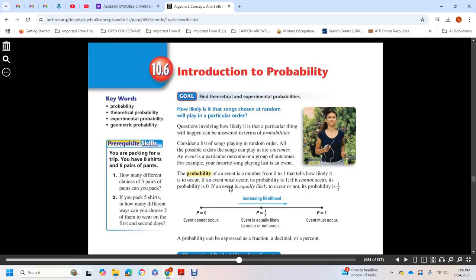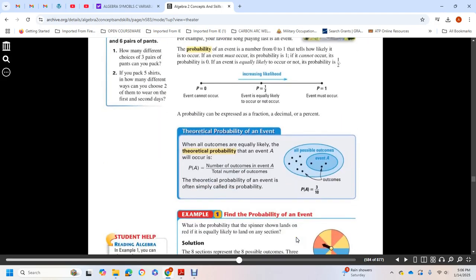The probability of an event is a number from 0 to 1. It tells you how likely it is that the event occurs. If an event must occur, its probability is 1. If it cannot occur, its probability is 0. If the event is equally likely to occur or not occur, its probability is 1/2. So if P equals 0, the event cannot occur. If P equals 1, the event must occur, and with increasing likelihood up to that point. Probability can be expressed as a fraction, decimal, or percent.